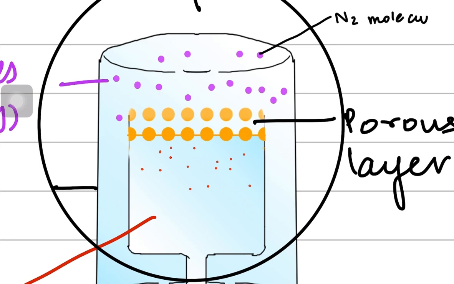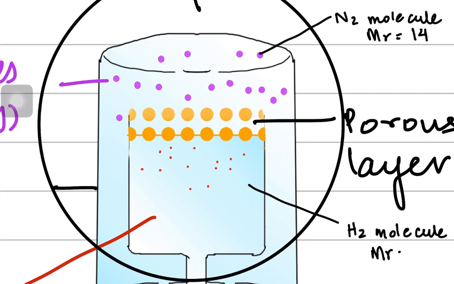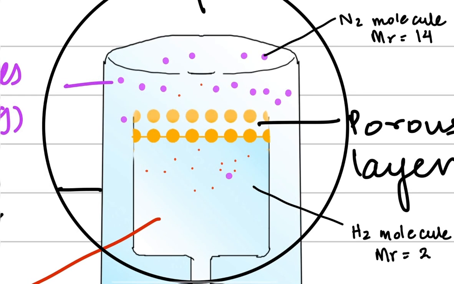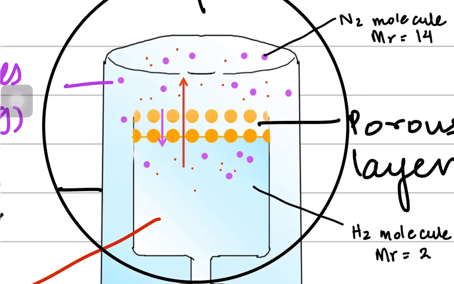You can see nitrogen molecules are drawn bigger because their molecular mass is 14 units. And within the porous spot, you have 15 hydrogen molecules, which are drawn smaller because their molecular mass is just 2 units. When diffusion begins, nitrogen travels slower, but hydrogen travels faster.